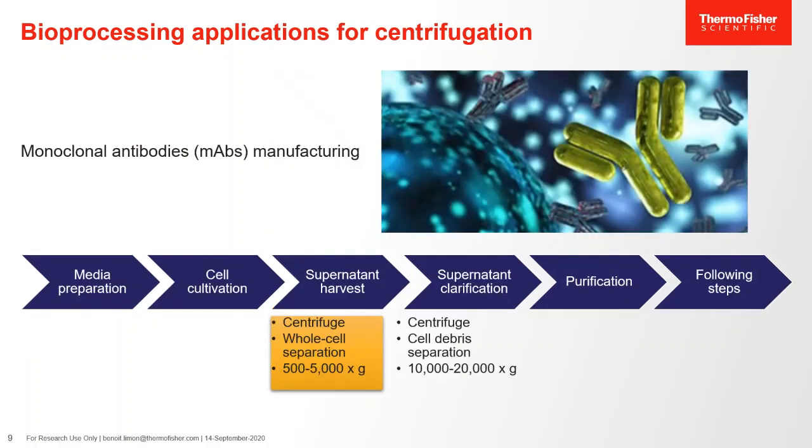In the example of monoclonal antibodies manufacturing, the centrifuge is again used to separate the supernatant from the cell and harvest the supernatant with a speed of about 500 to 5000 G. And then the supernatant is clarified with centrifuge to remove the cell debris with a G-force of about 10,000 to 20,000 G.